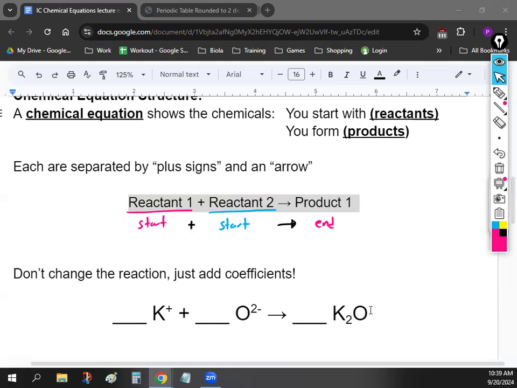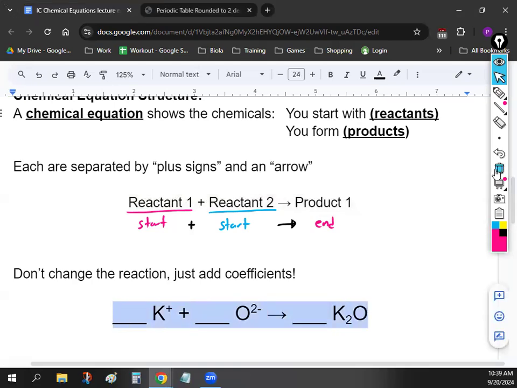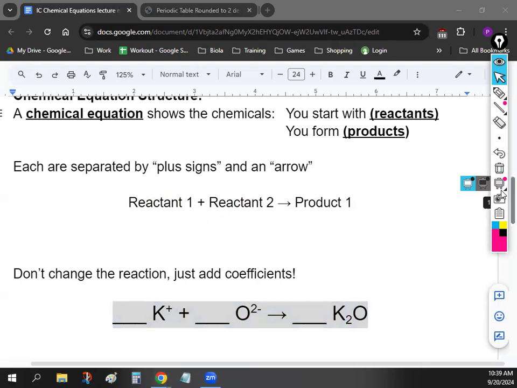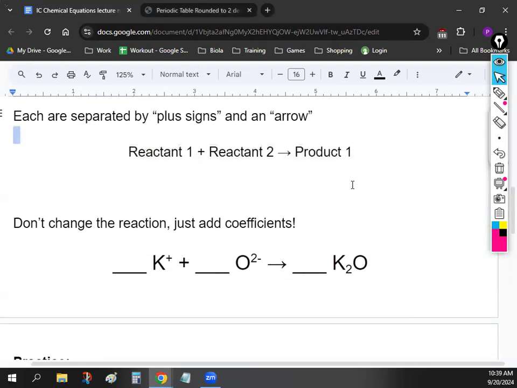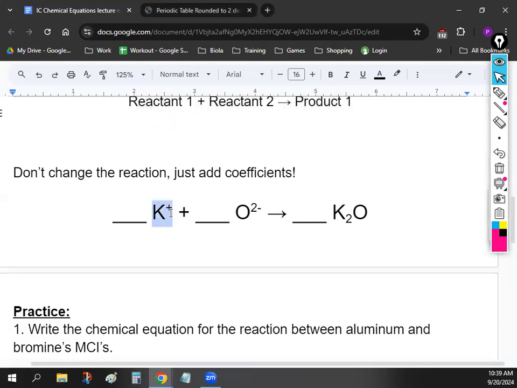All right, so if you look here, underneath that, we have the chemical equation for the problem that we just did. In the previous problem, we had 2 starting chemicals, right? We had K+ and we had O2-. And then we draw an arrow to show that they made K2O, okay? Seems pretty familiar, right? It's the problem we just did.